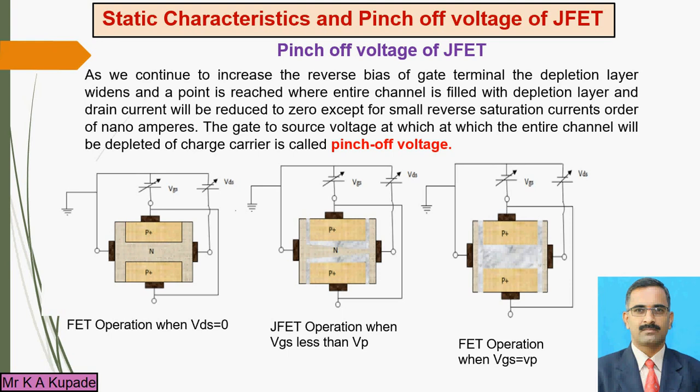Now the operation when VGS is equal to VP. Whenever the gate to source voltage is nearly equal to the VP voltage, the current stops flowing, as shown here. As we continuously increase the reverse bias of the gate terminal, the depletion region becomes wider, and a point is reached at which the entire channel is filled with the depletion layer.